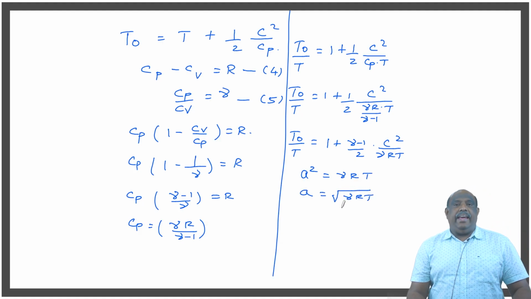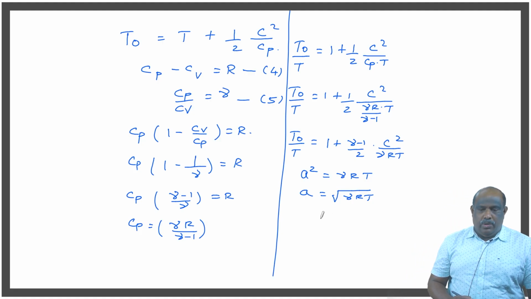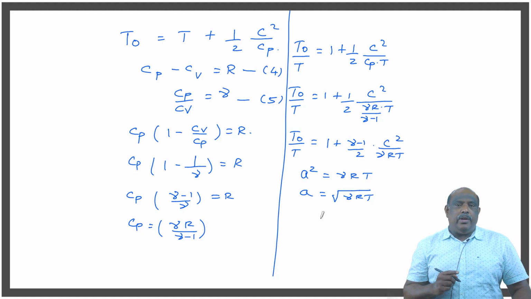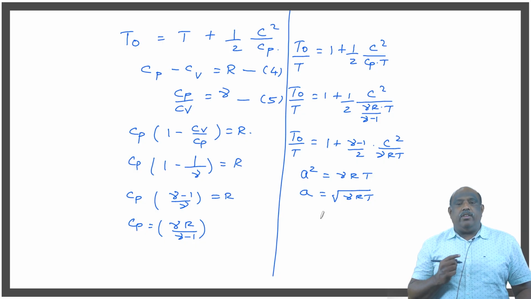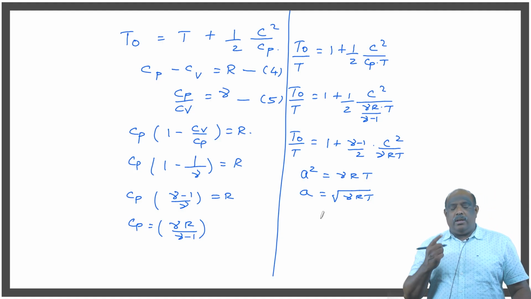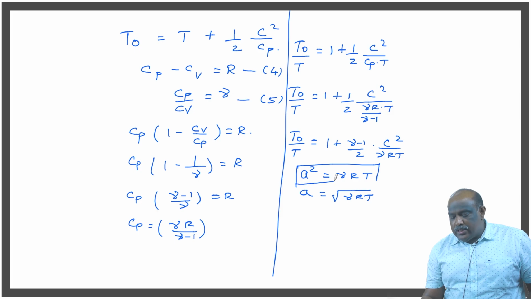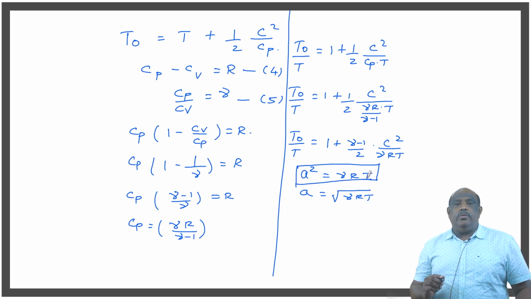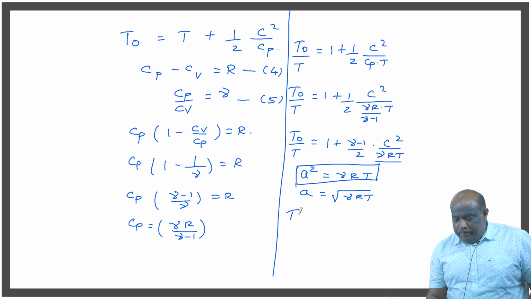So you may wonder what is A. A is nothing but the velocity of sound. And C is the velocity of the fluid. Fluid means the velocity of your aircraft, the velocity of the object, because of the relative velocity. So C is the velocity of the flight, and A is the velocity of the sound. Both are velocities. We will derive how we got A squared as gamma RT in future, not now. So T naught by T will be equal to 1 plus gamma minus 1 by 2 into C squared by A squared.